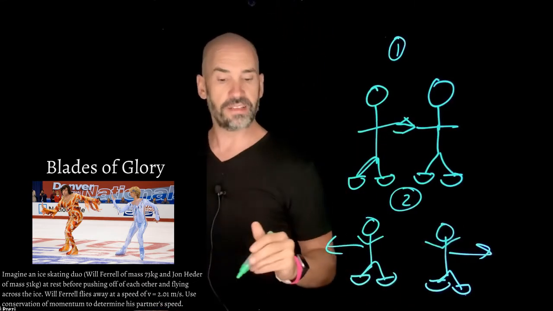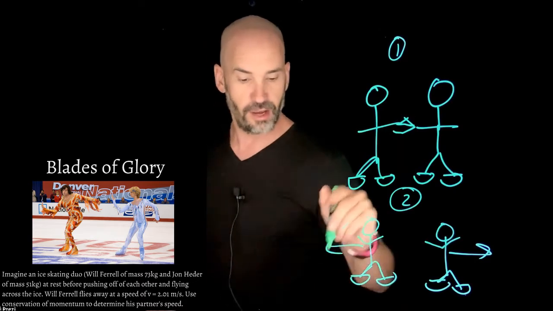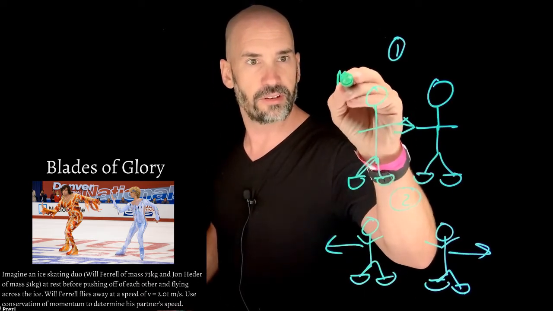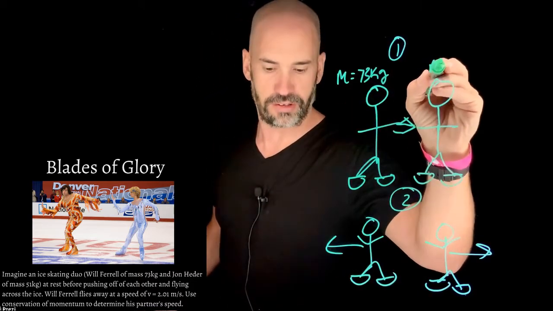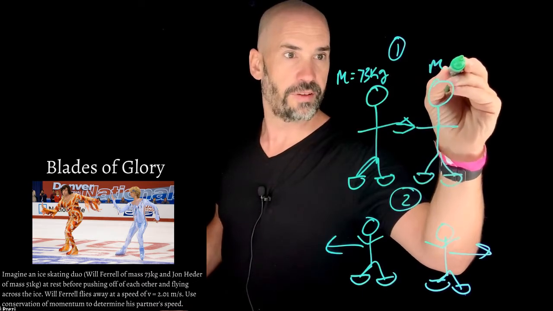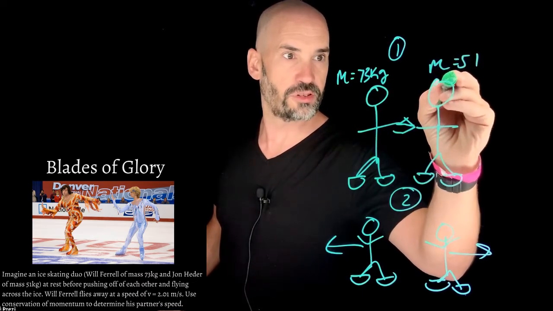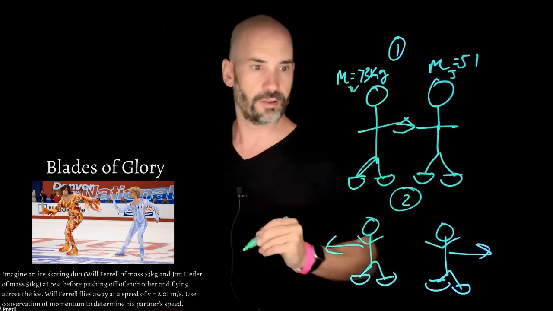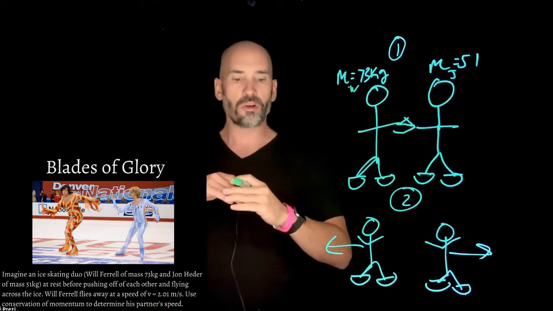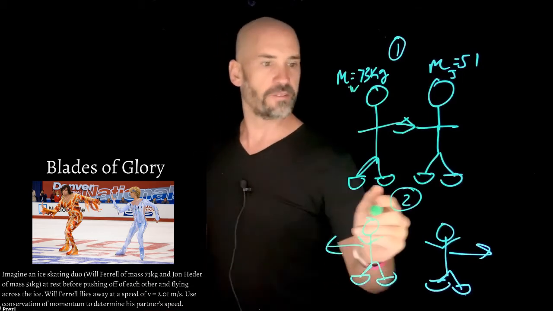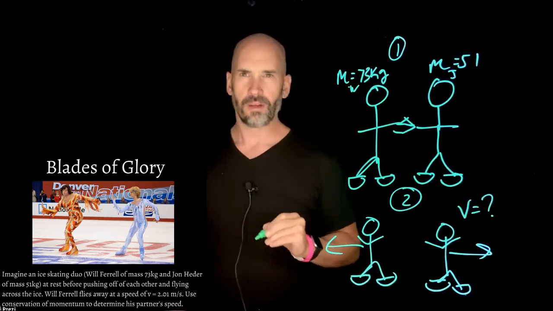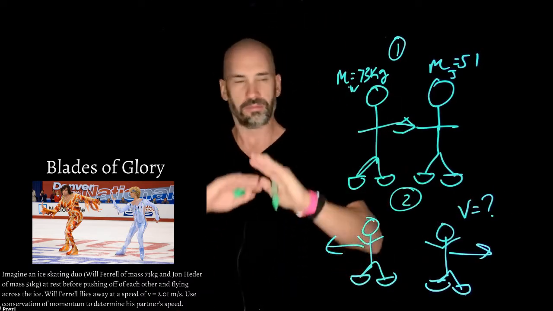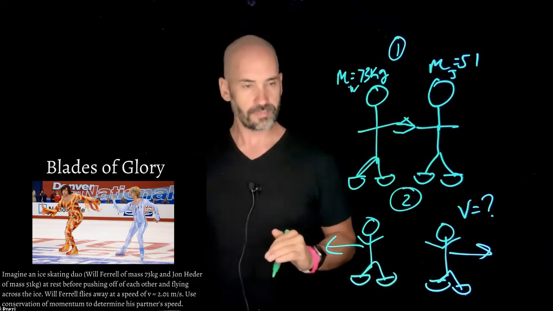And they also, in this case, have different masses. Will Ferrell, he's a little huskier. He's got a mass of 73 kilograms, and we have Jon Heder over here who has a mass of 51. So I'm going to say mass of Jon, mass of Will. All right, so how can we use conservation of momentum to find out what the speed of Jon Heder will be as he's flying away, or any two ice skaters in the world? Really, this could be any two ice skaters.